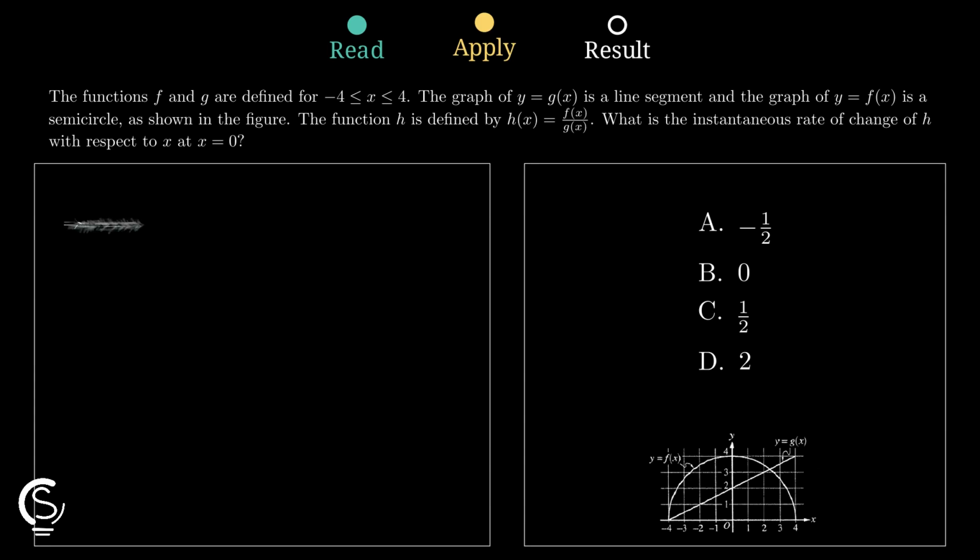Next, look at the graph to find our values. At 0, f is 2 and g is 4. The slope of f is 0, while the slope of g is 1/2.